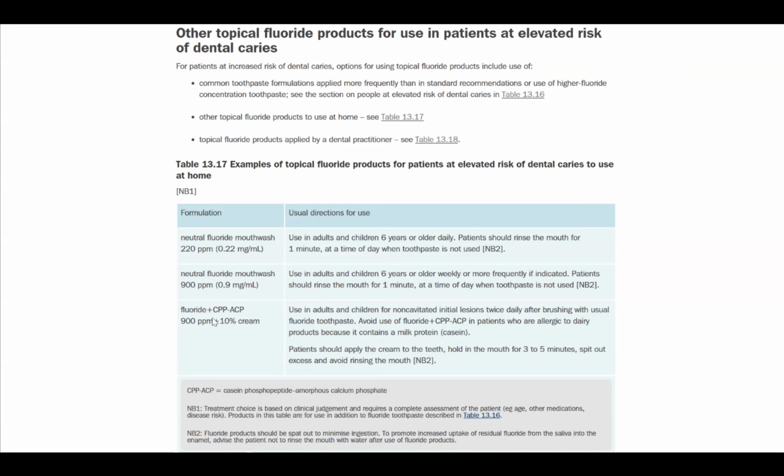So you had asked me about fluoride plus CPP ACP. Yes, that can be given, but use in adults and children for non-cavitated initial lesions twice after brushing with usual fluoride paste. So these are all adjuncts that we are using. Avoid using CPP ACP in patients who are allergic to dairy because it has a milk protein called casein. How do you apply CPP ACP? You apply it on the teeth and leave it on for 3 to 5 minutes, spit it out, and do not rinse. So basically, you should do it right before sleeping so it stays in the mouth for a good amount of time and the contact period increases.